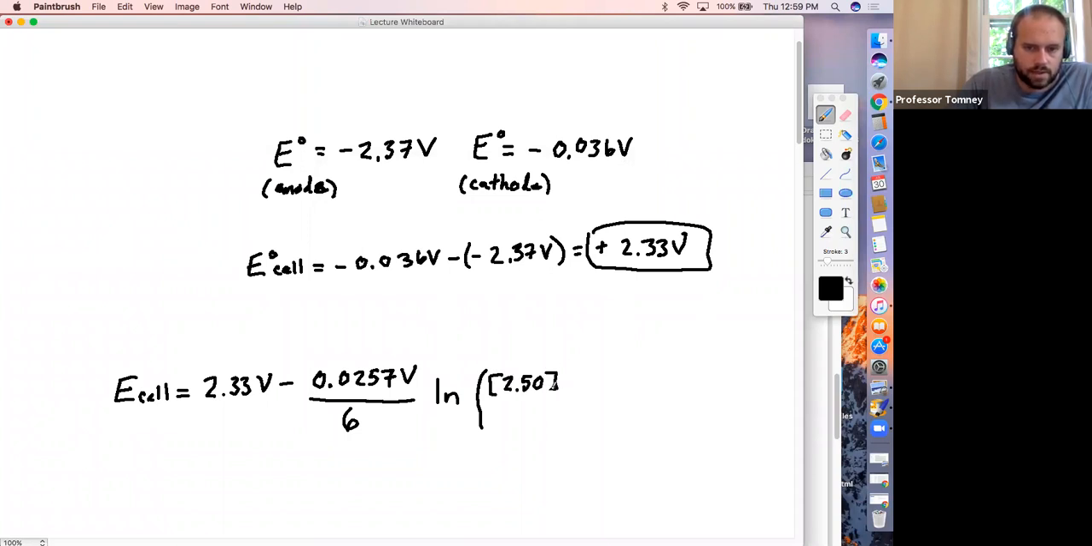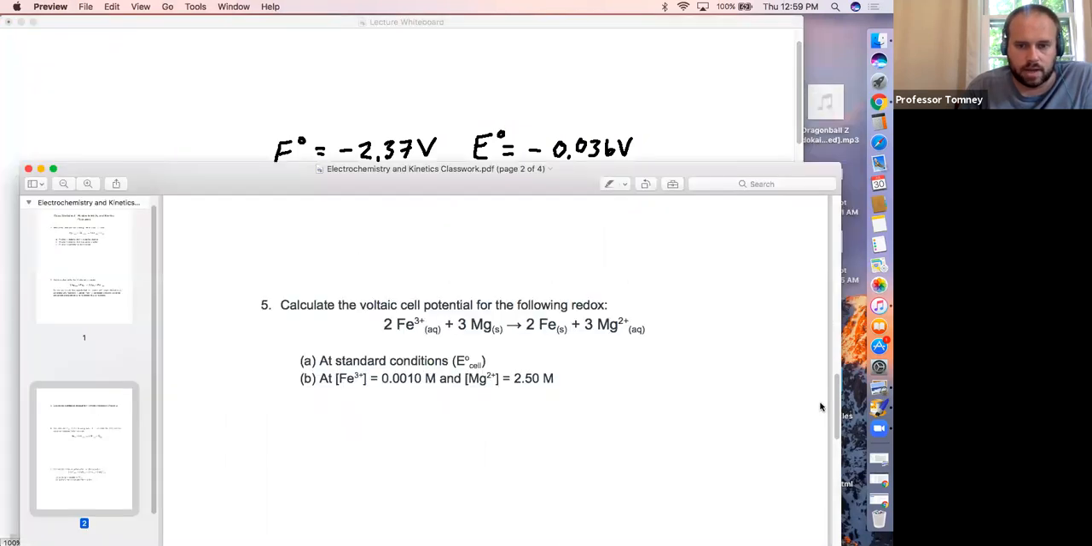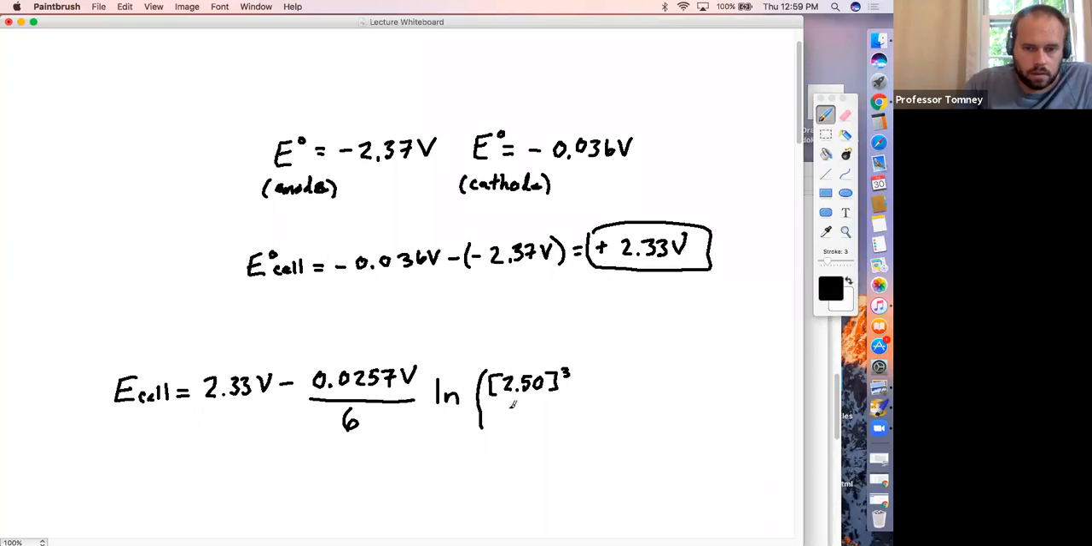2.50. Now this can be where people get tripped up. It's cubed, because I still have to realize I'm writing an equilibrium constant here. There are stoichiometric coefficients floating around in this equation. I have to pay attention to those or I'm not going to get the correct value. Now, same thing is true for the bottom. So I'm going to put 0.0010 squared.